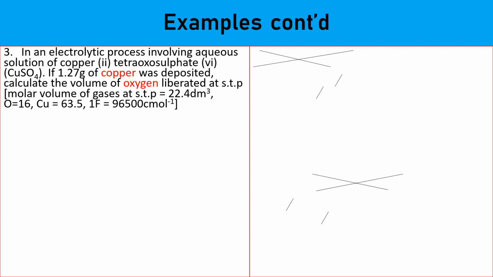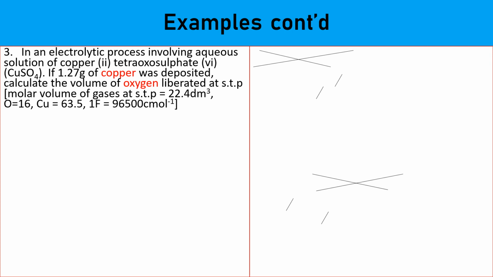Given the molar volume of gases at STP to be equal to 22.4 dm³, dm³ means decimeter cube, and atomic mass of oxygen to be 16, atomic mass of copper 63.5, 1 Faraday equals 96,500 coulomb per mole.